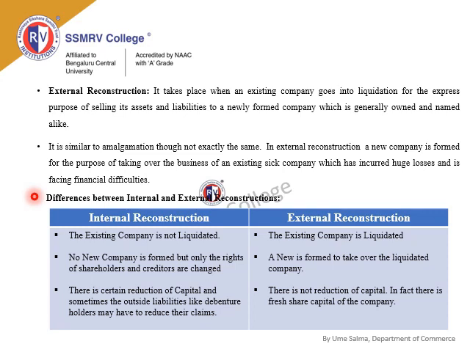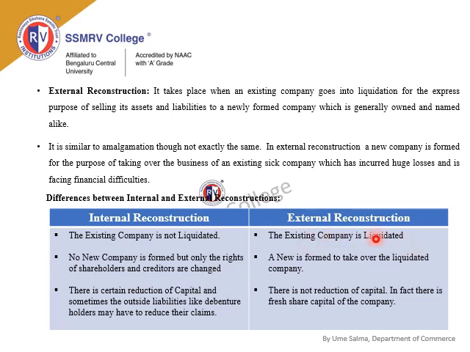Now let us go through a few differences, that is, distinguish between internal and external reconstruction. There are various differences we have. To give a gist of internal and external reconstruction, given below: in internal reconstruction the existing company is not liquidated, and in external reconstruction the existing company is liquidated. Here in the first point, the existing company will make only some rearrangements but not go into liquidation. But in case of external reconstruction, it will be liquidated.